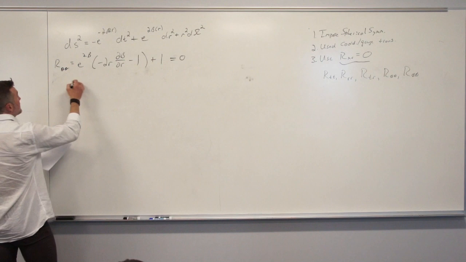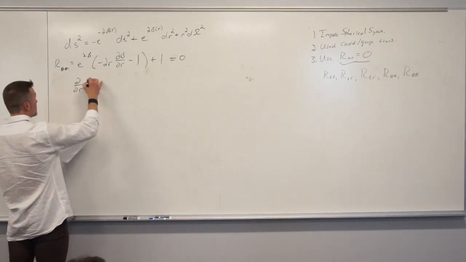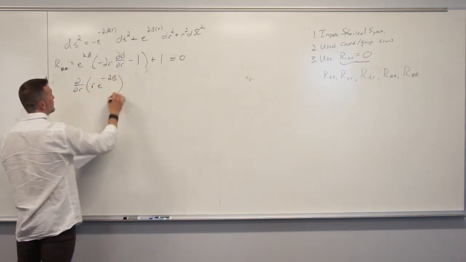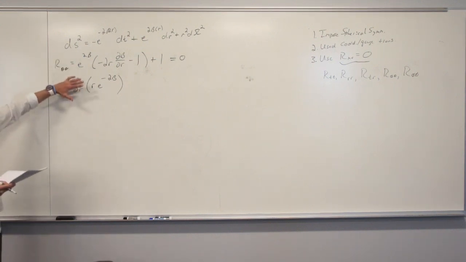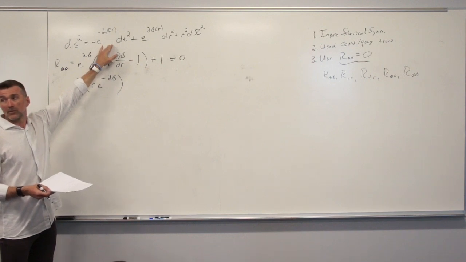And what we find is that this thing can be written as d by dr of the quantity r e to the minus 2 beta. But by the way, before I even work the magic of this step, notice we got one unknown function of one variable. We have gone a long way in solving this.